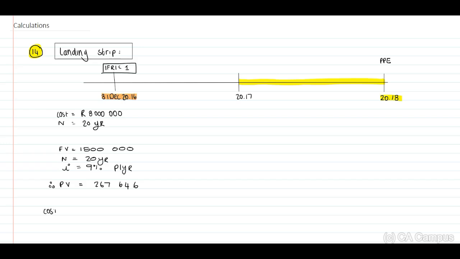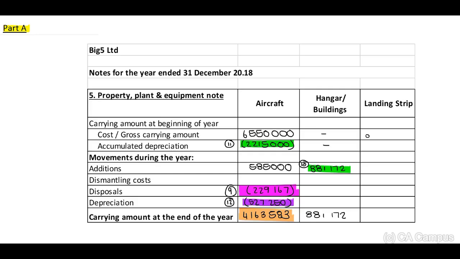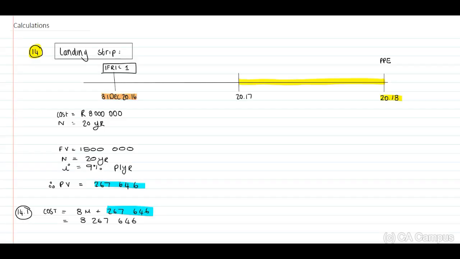Therefore, my cost will be the 8 million plus the 267,646, and we need to transfer this to my PPE note. I'm going to call this my calculation 14.1. I need to indicate to my marker where I calculated my IFRS 1 costs. Let's transfer this. Calculation 14.1.